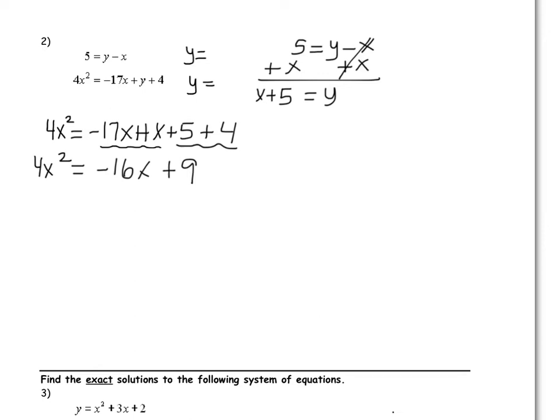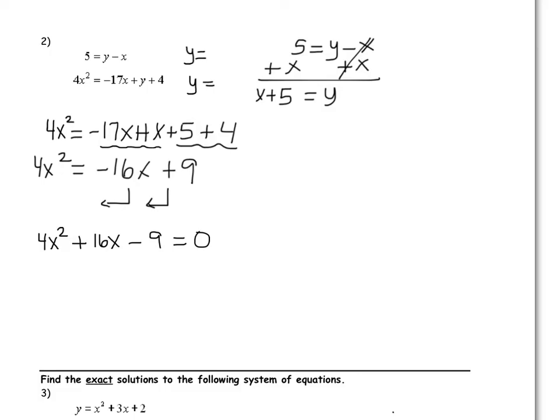Okay, now just like before, whenever we have an x squared, we have to get everything equal to 0 so that we can possibly factor and solve. So I see the 4x squared here. I don't want to make it negative by bringing it over here. I don't like working with negative coefficients like that. So I'm actually going to bring these two pieces over. And when I bring them over, I'm basically adding 16x and subtracting 9. So you should have 4x squared plus 16x minus 9 equals 0.